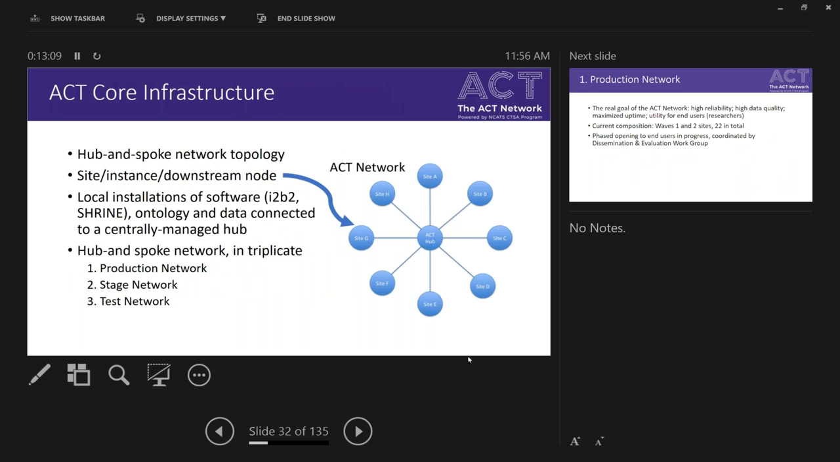But let me start off talking about terminology. I think we covered the idea that there is a hub and spoke topology to the network, with a hub, and that there are sites, or downstream nodes, or instances of the software at sites in the ACT network. These are the local installations of ITB2 Shrine with the ontology and your local data, and then a centrally managed hub. Sam Choi over here, whom a lot of you might know or have interacted with, manages those hubs. We've also got three networks, which I think Doug mentioned: production, stage, and test. I'll go into a little more detail there.